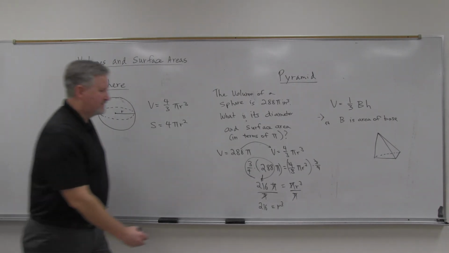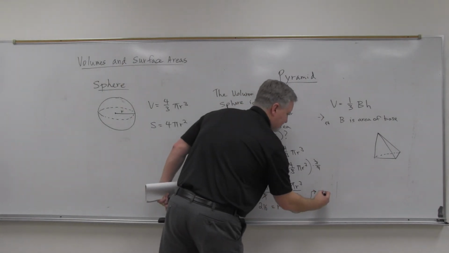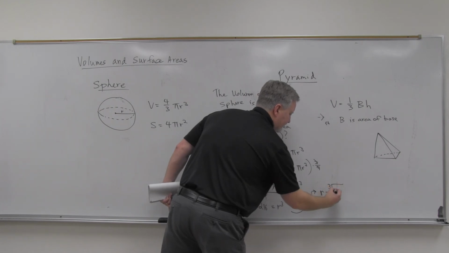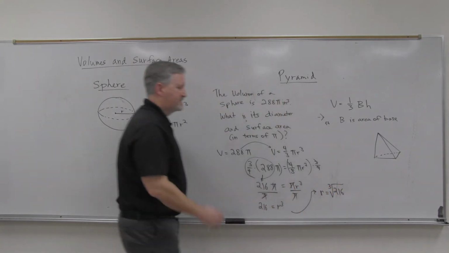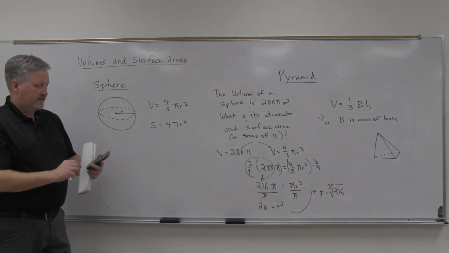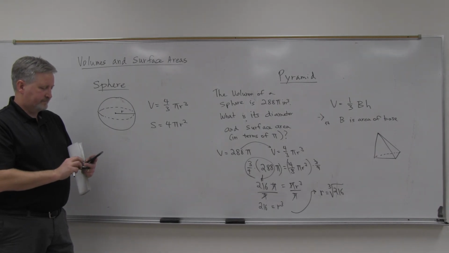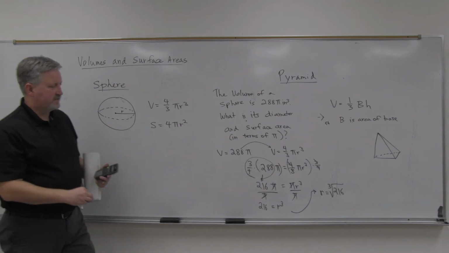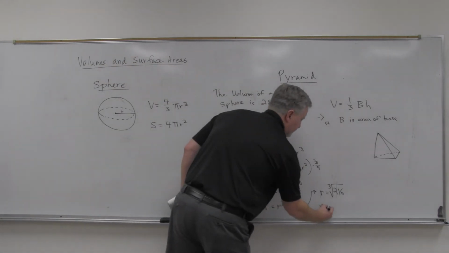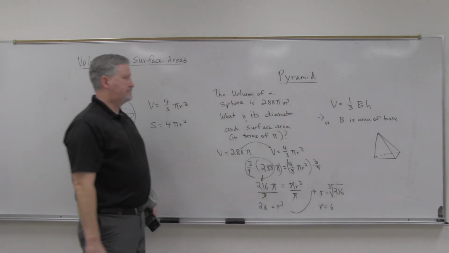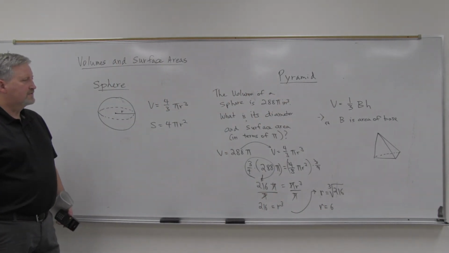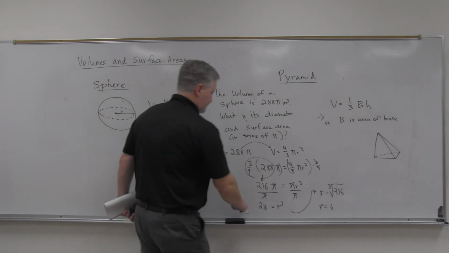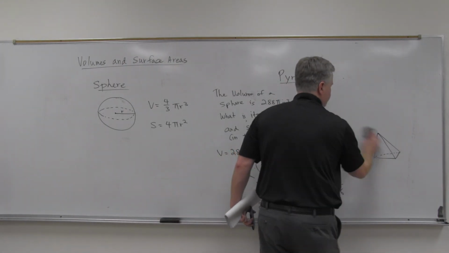Well, wouldn't r be the cube root of 216? Instead of square root, I just cube root it. What do you cube to get 216? That's 6. So the radius is 6, which means the diameter is 12 inches.